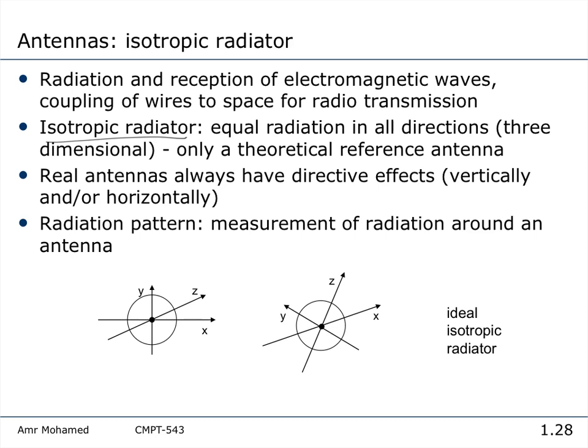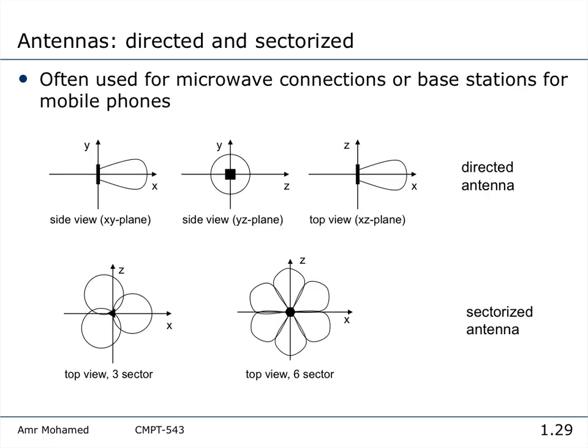Real antennas, or the practical implementations of antennas, always have directive effects, which means that the radiation is not the same in all the 3D space. It cannot be the same. It needs to have a certain shape, and it's different from one location to another.